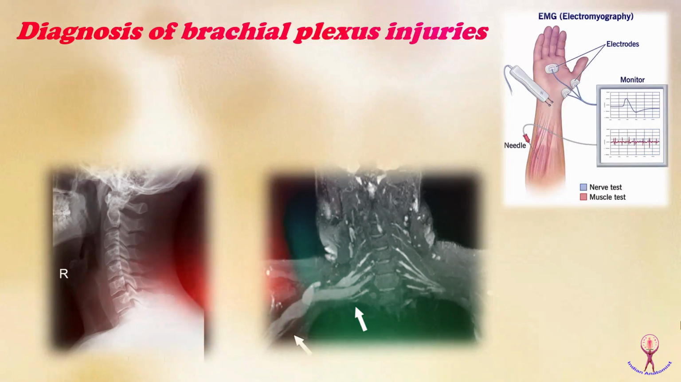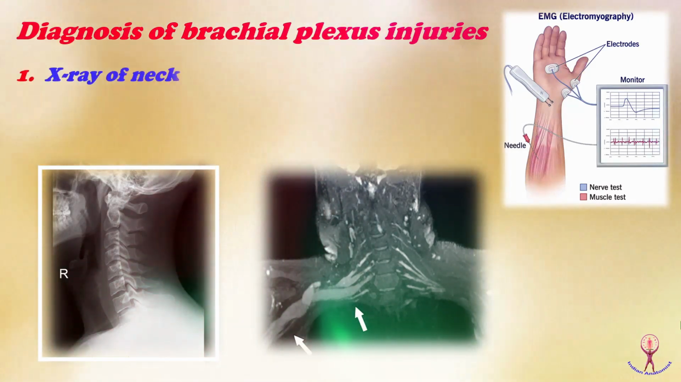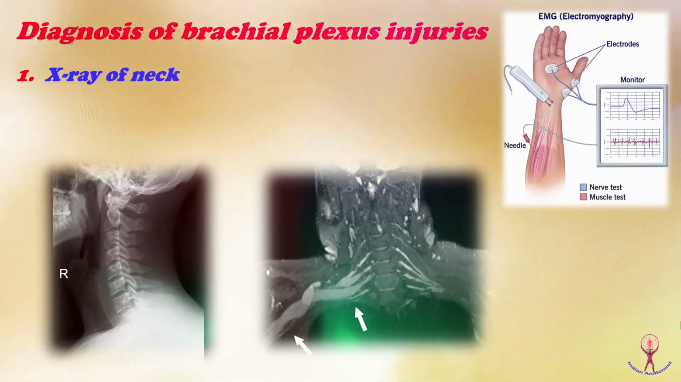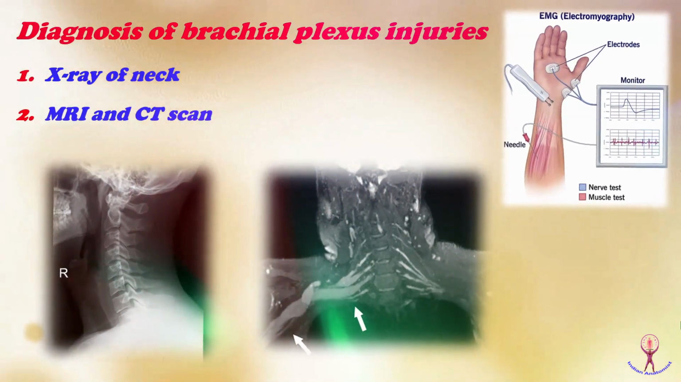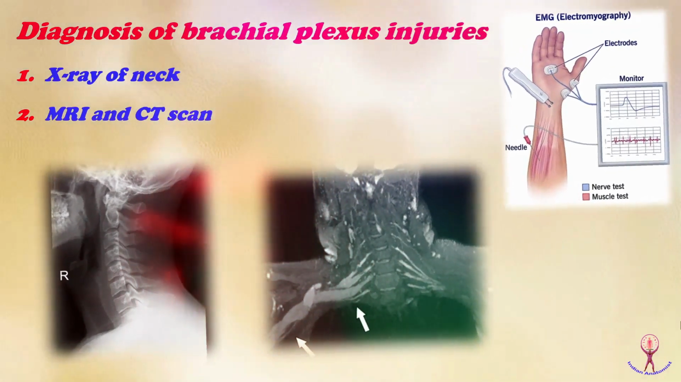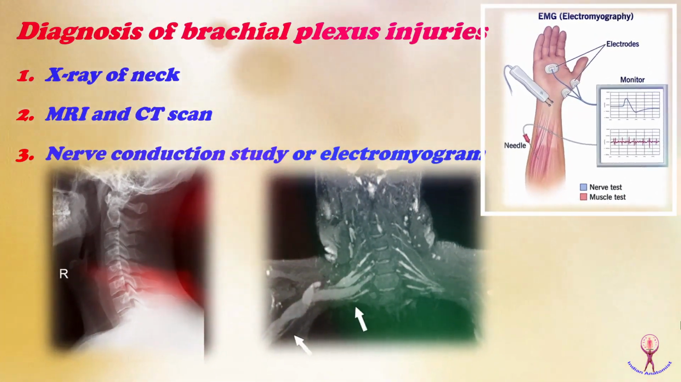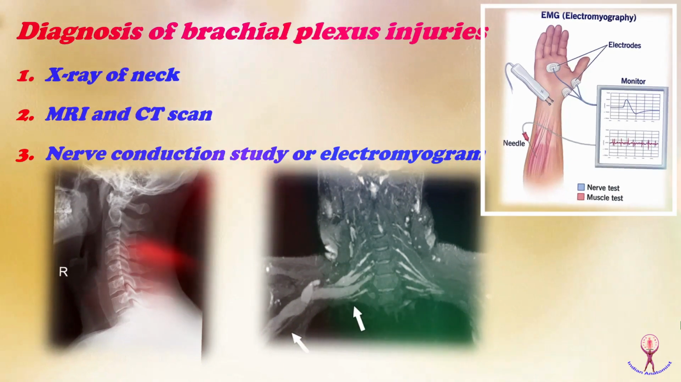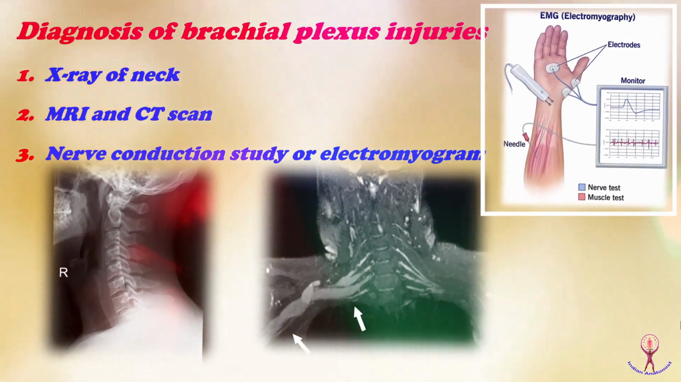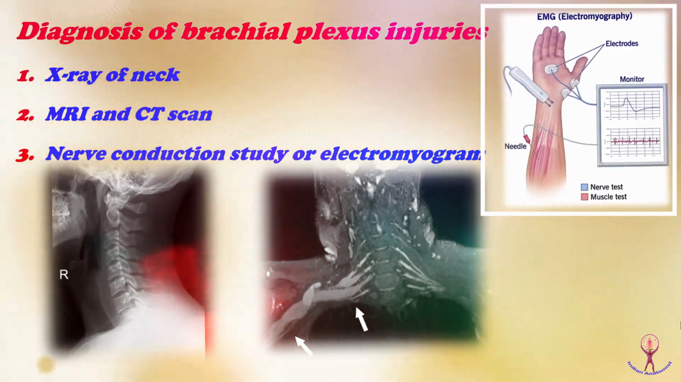To all of the students here, I will now explain how to diagnose these symptoms of brachial plexus injuries. 1. The commonest diagnosis methods are X-ray or ultrasound of the neck. 2 is by using advanced radiology techniques like MRI and CT scan, with or without contrast. Finally, 3 is nerve conduction study or electromyogram. This is an electrophysiological method to study the conduction of nerve impulses or muscle movements by giving microcurrents via electrodes.